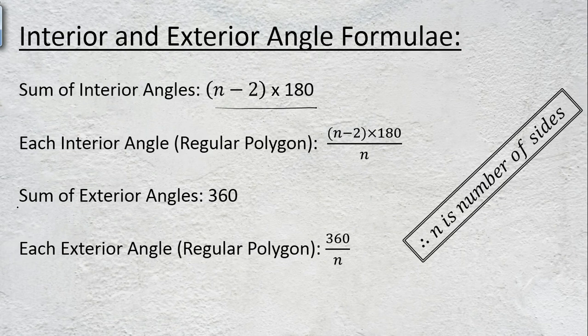Similarly, if we talk about the sum of the exterior angles of a polygon, remember that we have a constant value, and that is 360. The sum of the exterior angles of any polygon is 360. Similarly, to find each exterior angle, for example if we have a regular polygon, we divide the sum of the exterior angles by its number of sides, n. So I hope you have understood these formulas.